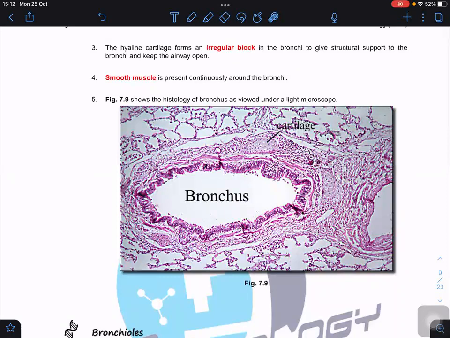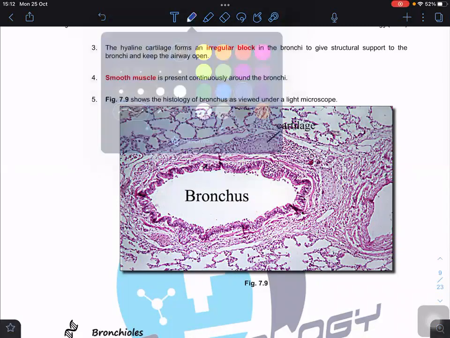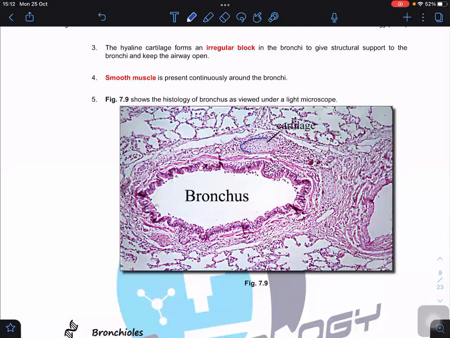As we know, what are the functions of cartilage? They provide support to keep the airway open, and they also prevent the bronchus from collapsing, because when the air pressure inside the bronchus decreases, it will definitely collapse. So where is the cartilage? If you look at the diagram in 7.9, you can see the cartilage is here. Can you see the dot and dot thingy? So this is the cartilage, and this is another cartilage. They form what is called irregular blocks of cartilage, like patches of cartilage.